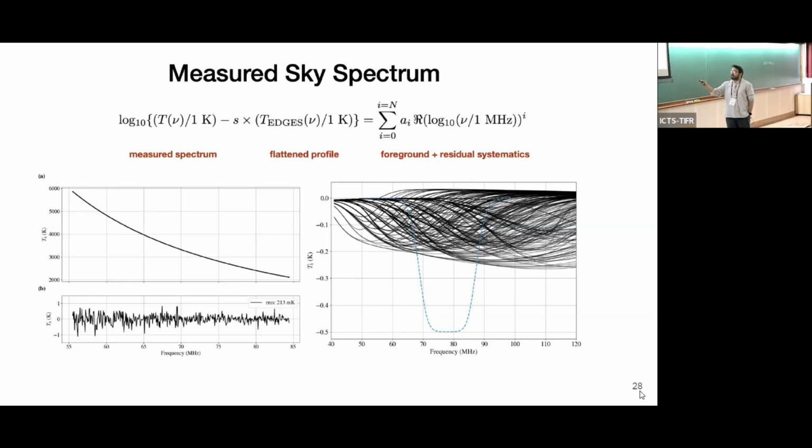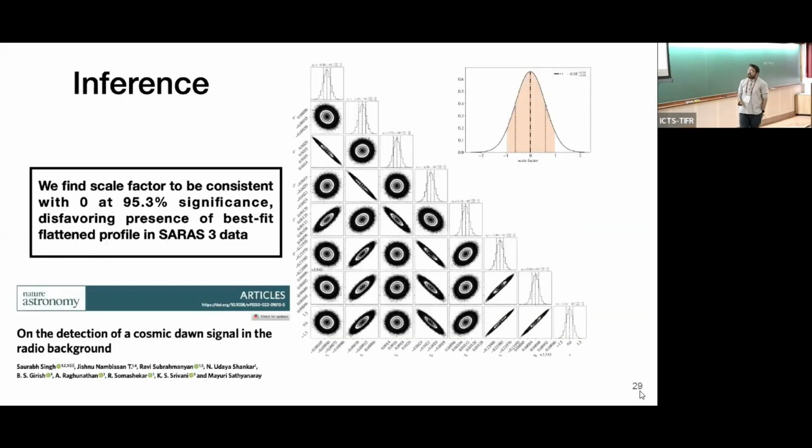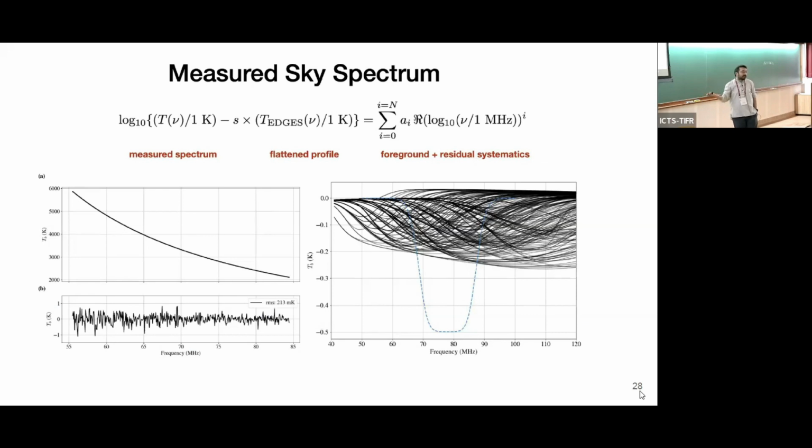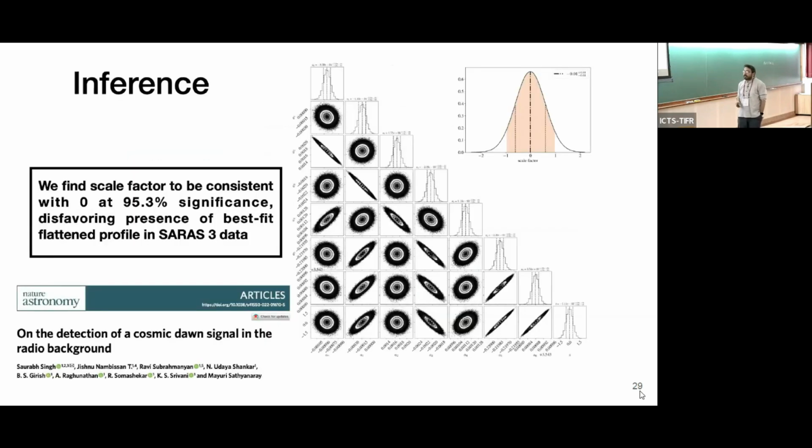We also included this flat profile that was detected, with a scale factor as a free parameter, to see what amplitudes are actually acceptable. And what we found is that the almost best-fit value of the scale factor was actually 0. Essentially what it meant is that the measurement that we have, with the sensitivity that we had obtained, we could just explain with foregrounds and residual systematics. We didn't need any kind of flat profile that was detected by EDGES. So we ruled that out, which means we are back to square one.